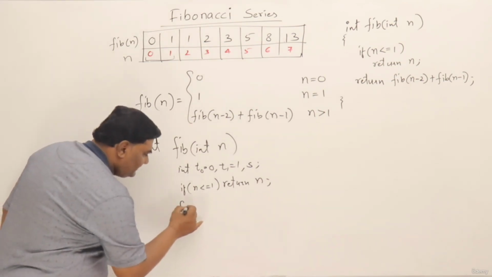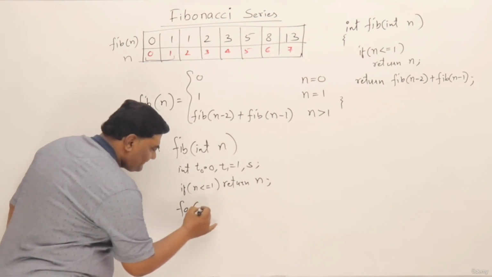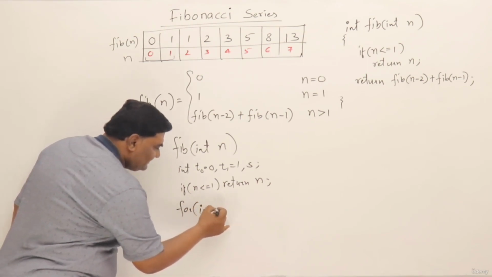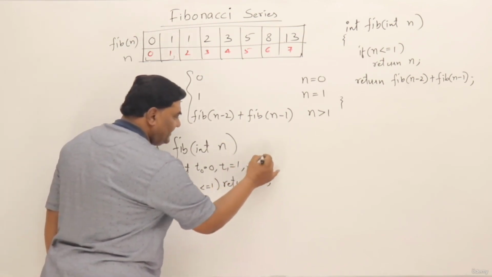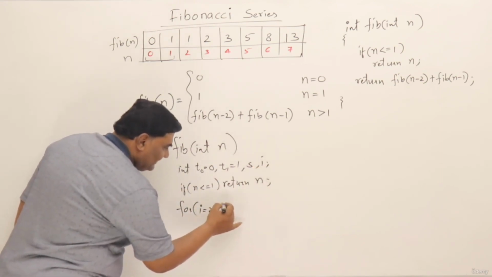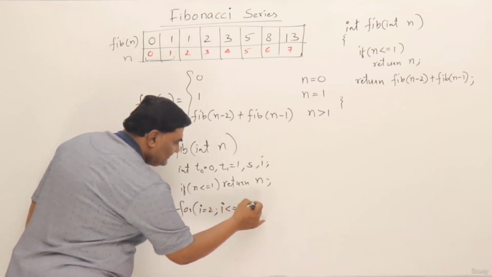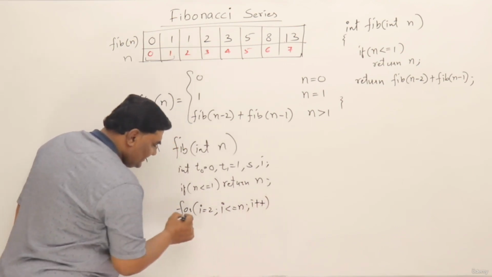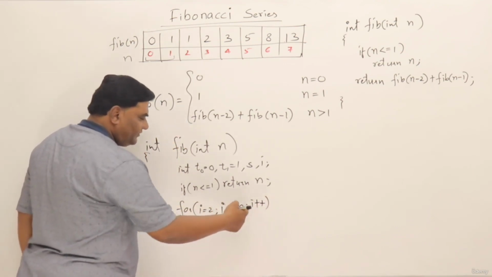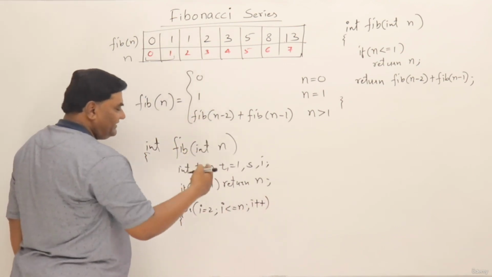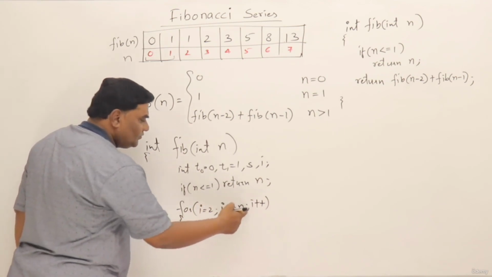So let me run a loop for i assigned 2. So I need one more variable i, and i is less than or equal to n, and i plus plus. So this is for repeating the procedure for n minus 1 times, or I am starting from 2 to n.